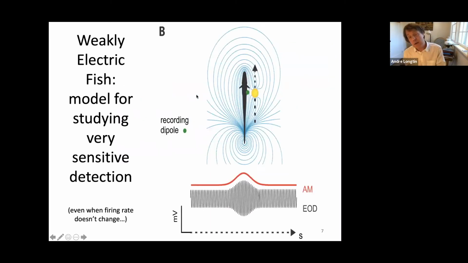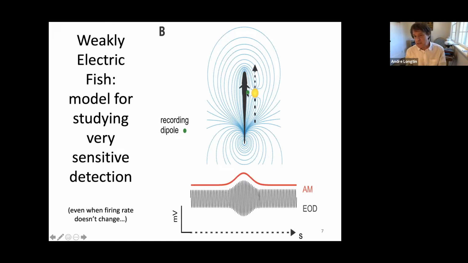Okay, now, a lot of what I'll be talking about is related to this animal. It's a weakly electric fish. It's a model for studying a whole pile of things, but in particular, it's a model for studying very sensitive detection, even when the firing rate doesn't change. So the pattern of spiking can change.